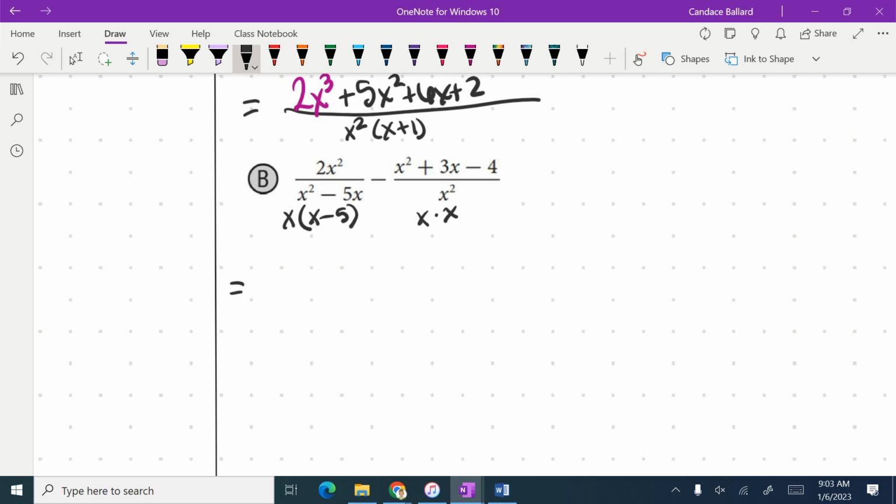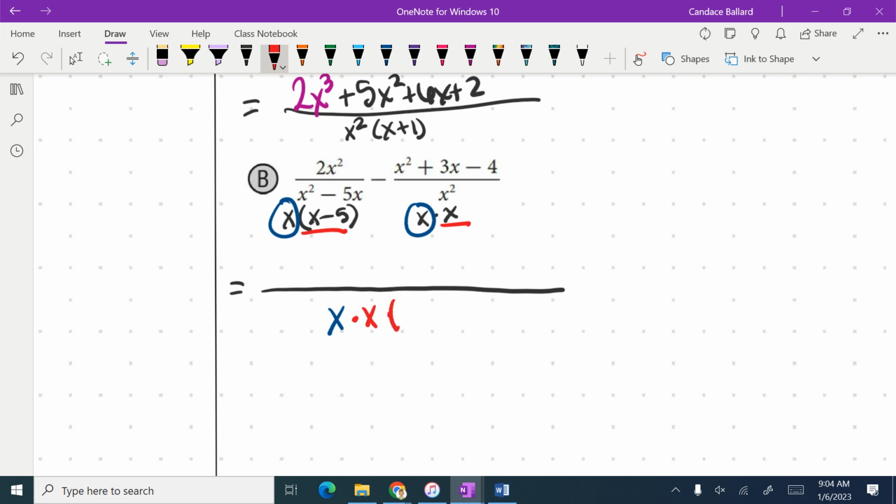Then I'm going to draw myself a nice new fraction bar. Really what I'm doing is making two equivalent fractions for this, but I'm making them over one common denominator. So I'm just taking a little bit of a shortcut. Now I'm going to circle in blue what matches. What am I going to be circling? An X in each one. Good. I underline in red everything that's left. So I have X times X minus 5.